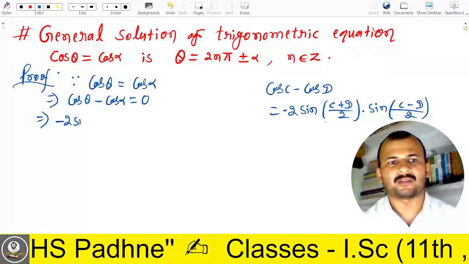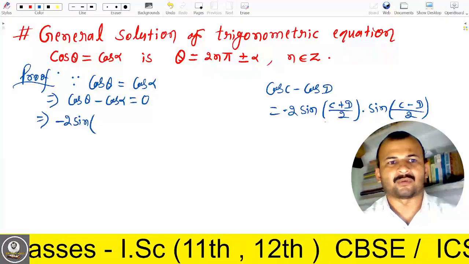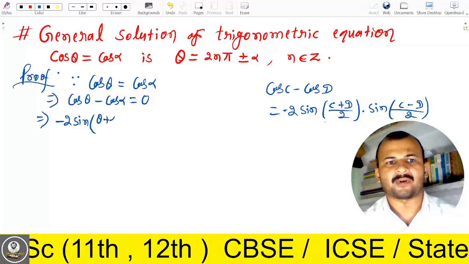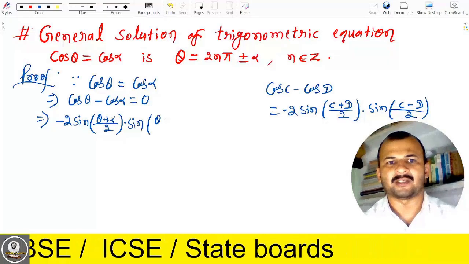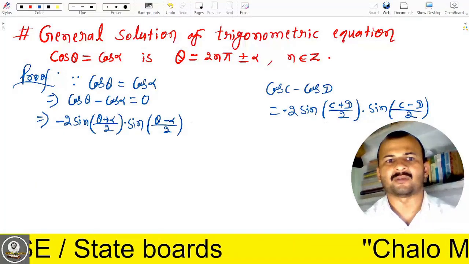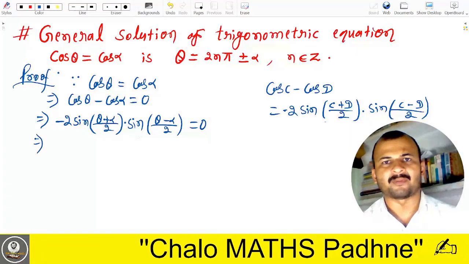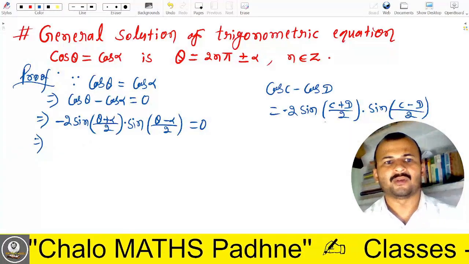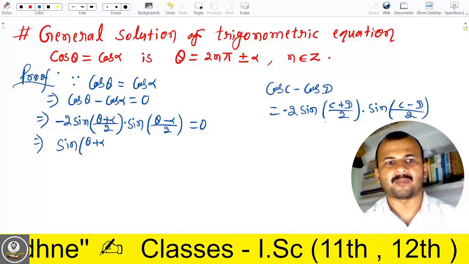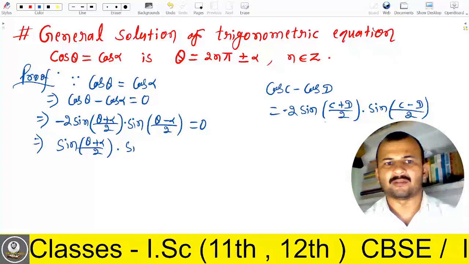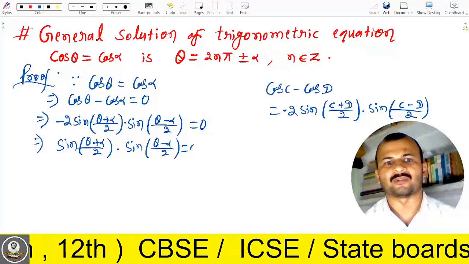Minus 2 sine, here c is theta and d is alpha. So we get sine (theta plus alpha) by 2 into sine (theta minus alpha) by 2 equals 0. Now dividing on both sides by minus 2, we get sine (theta plus alpha) by 2 into sine (theta minus alpha) by 2 equals 0.